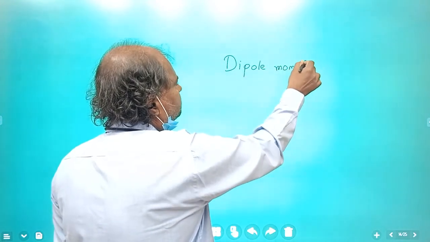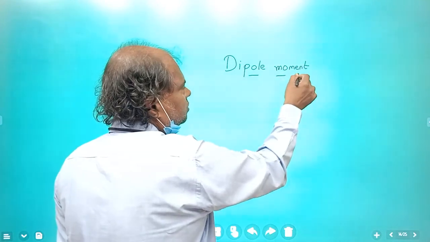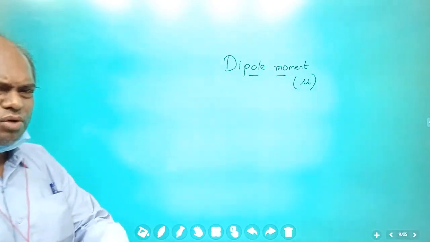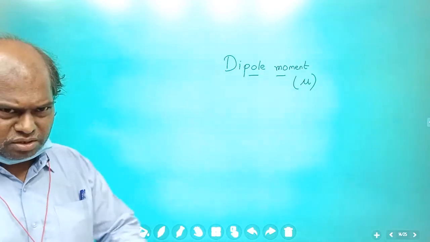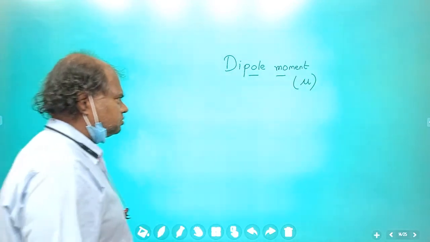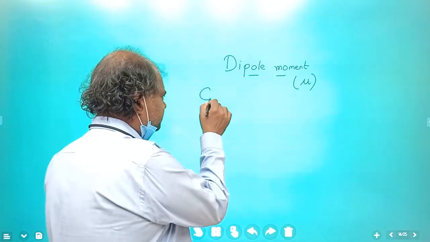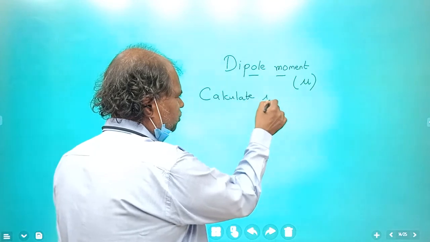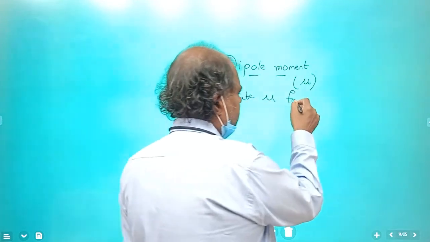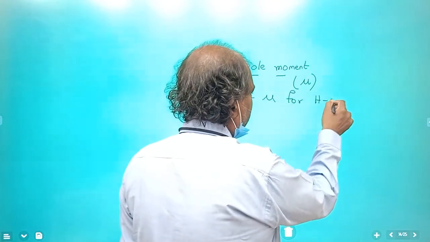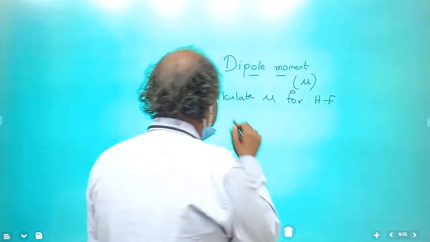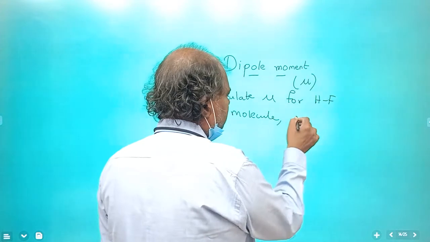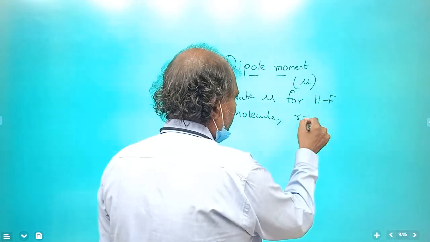Students, we will come to the property dipole moment, mu. We will directly do some questions on this; we do not go into the theory. Suppose I ask you a question like this: calculate the mu value for the HF molecule. I will give you the bond length, R is 1 angstrom.